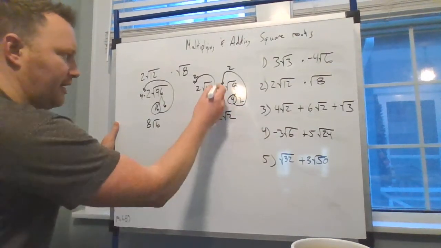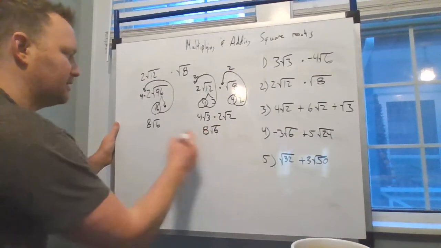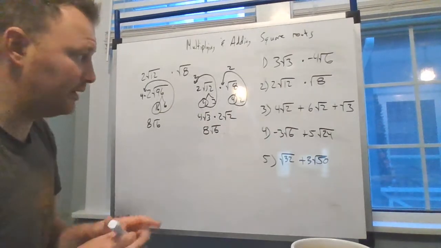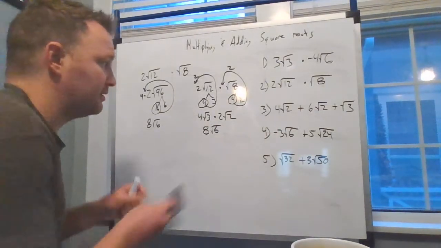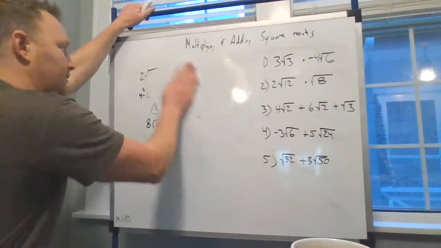Now I can do my math that I haven't done yet. 4 times 2 is 8. Radical 3 times radical 2 is 6. Look at that. Exact same answer. And I'm never going to tell you which way you should solve it, but know there are multiple ways to do this. Number 3, 4, and 5. Let's do these together. Here we go.